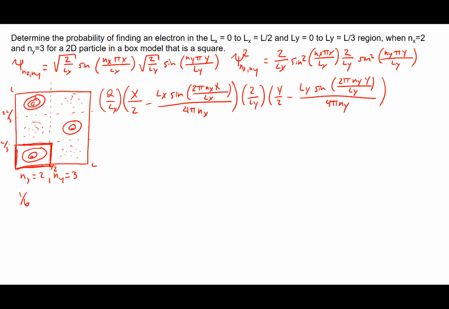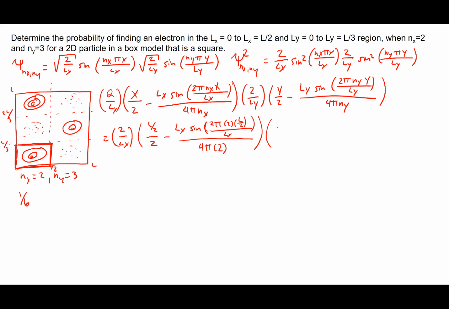Now we can simply plug in the values that we need in these cases. So we have 2 over Lx times, and now the x position that we're looking at is L over 2, so we plug that in. So L over 2 minus Lx times sine times 2 pi times, and the nx value is equal to 2. So we have 2 times the x value, which is L over 2 over Lx, and that's all within the sine. And then that's all over 4 pi times 2.